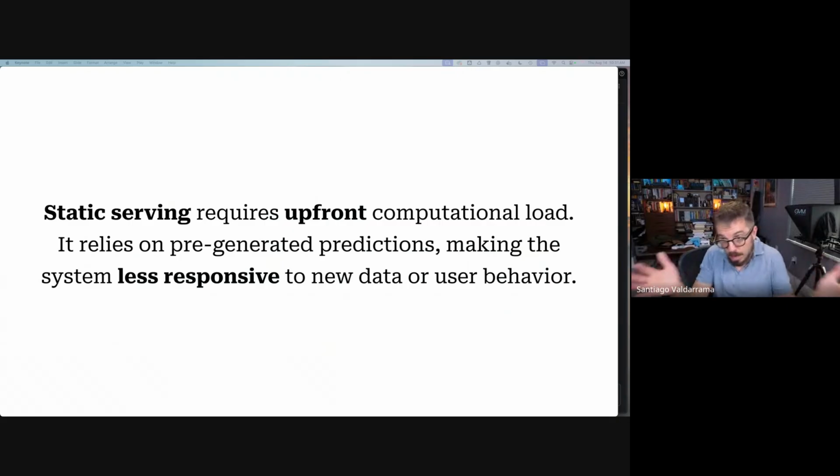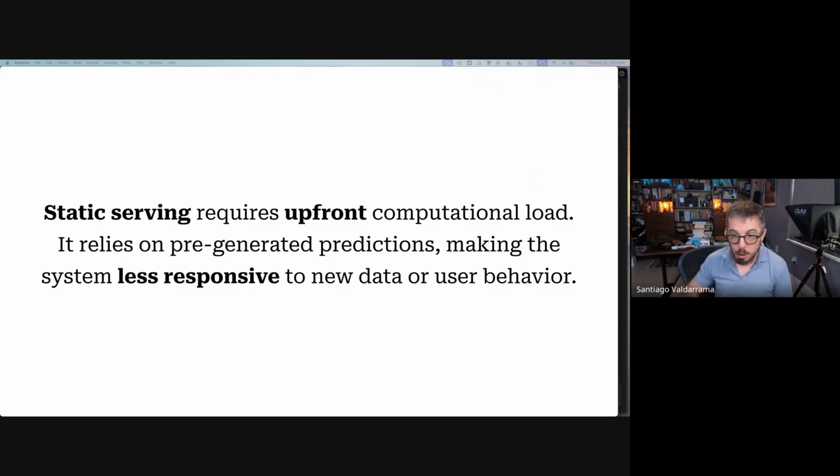You might be going through a lot of compute without needing it, because later nobody asks for anything, but you're spending it anyway. So that's sort of like the bummer here. And obviously it relies on pre-generated predictions, so the system is going to be less responsive to change.